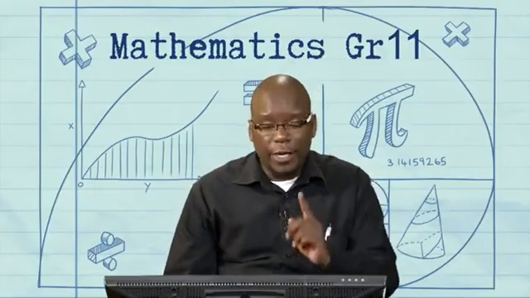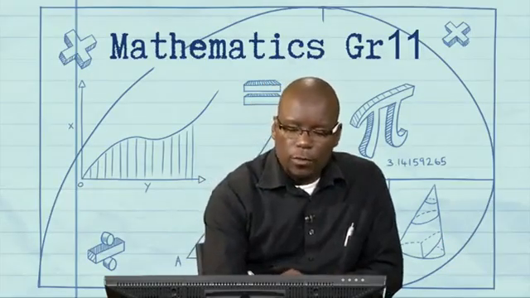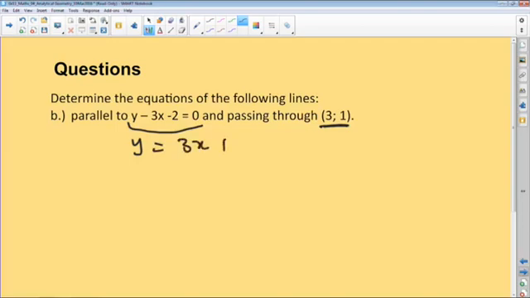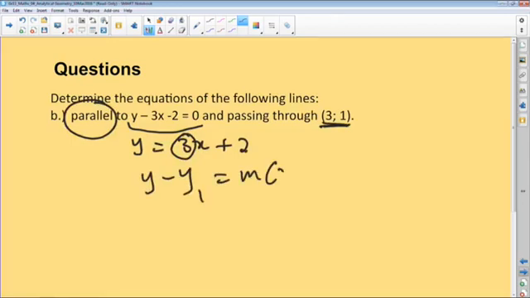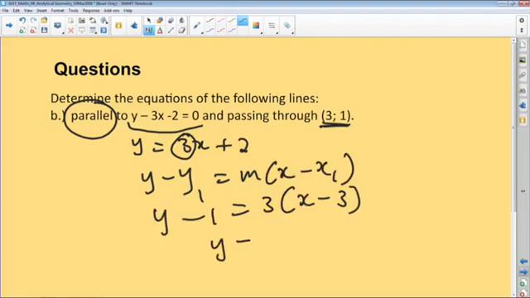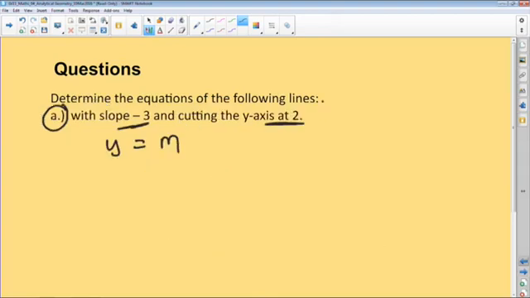Let's check if you are right, Grade 11s. You put it in a standard form, y is 3x plus 2, and you need a line parallel. They will have the same gradient and passing through 3, 1. So y minus y1 is m into x minus x1. So y minus 1 is m, which is 3, times x minus 3. Then you get 3x minus 9 plus 1. So y is 3x minus 8. So for this one, your solution is that.